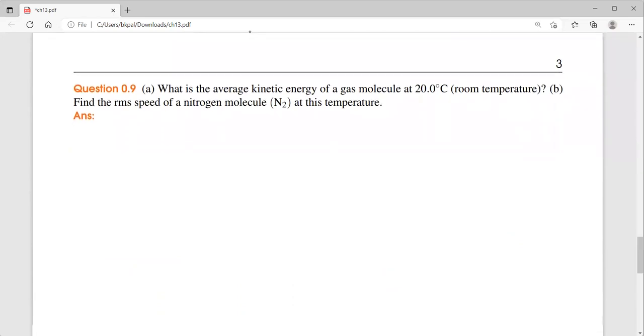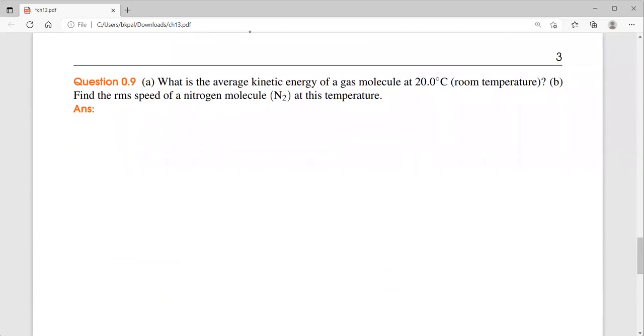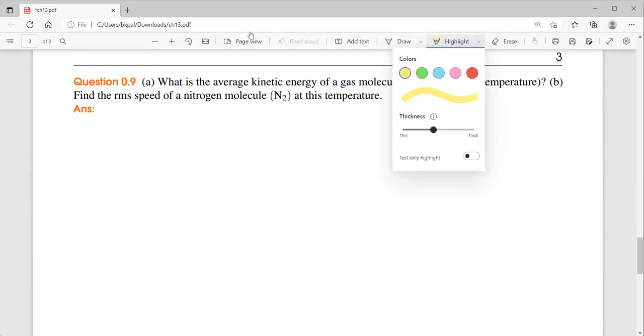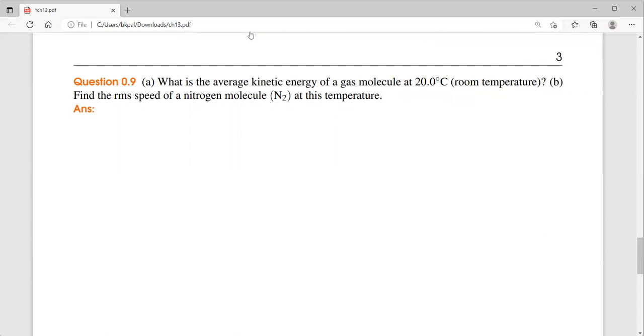And the last one is this one. So this is the last for the chapter. Here we have to calculate the average kinetic energy given that the gas is at 20 degrees Celsius, which means at room temperature.